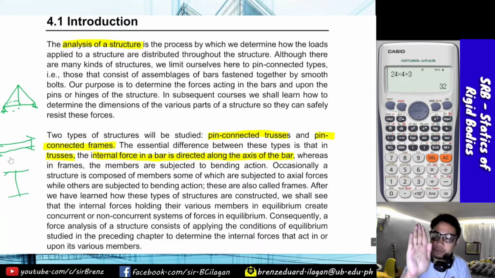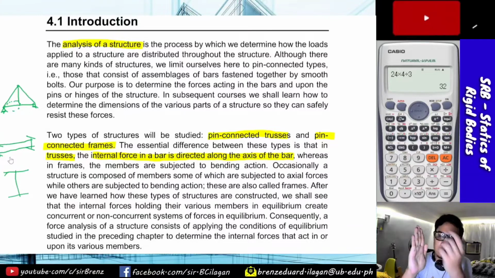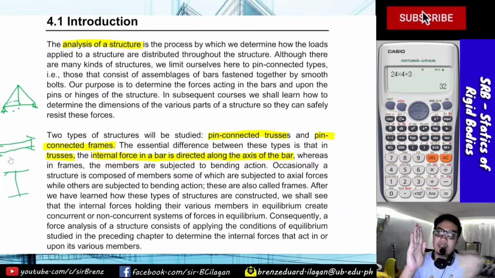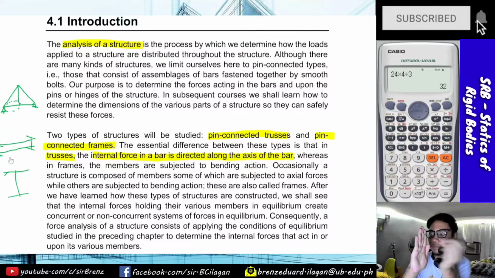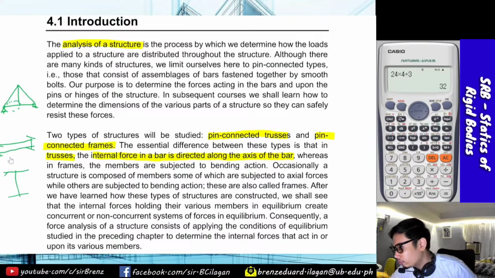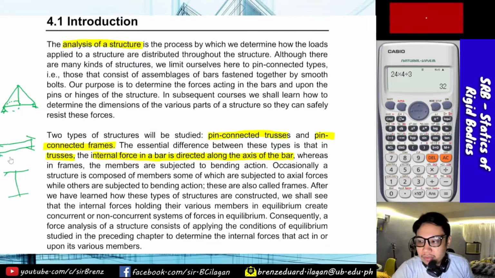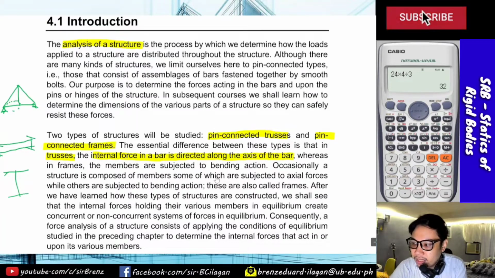Kung ito yung section ng bar, kunwari, ayan, rectangular shape. Nandito yung force. So, it's either in tension siya or compression, papaloob. Palabas or paloob. Acting along the axis. So, hindi siya yung nakatagilid. Straight lang siya along the axis. Okay? Whereas in frames, the members are subjected to bending action.